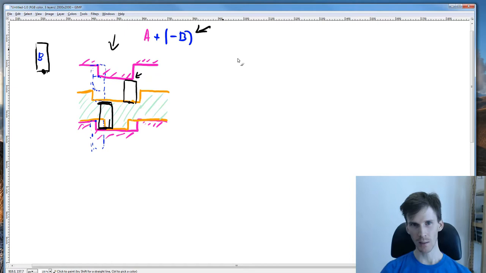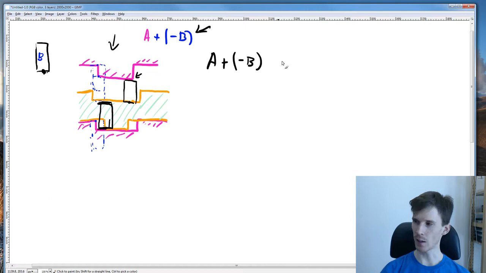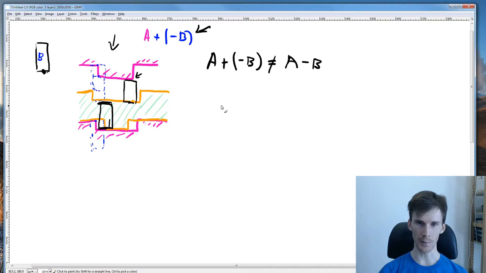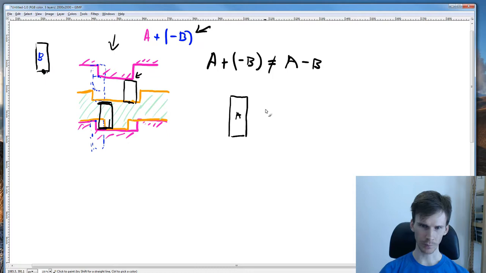This A plus negative B, and I only actually learned this today because I checked the Wikipedia article to make sure I had all my terminology and maths correct, is not equal to A minus B. So if I have my paddle A and my ball, actually, I'm going to make sure these all have origins in the center.